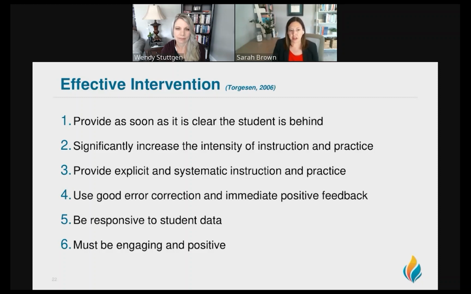When we think about effective intervention, there are several components that make those up. Dr. Joe Torgesen outlined these in a 2006 article. And when we think about the purpose of intervention, including specially designed instruction, we know that we're intending to close achievement gaps. And these characteristics, such as increasing the intensity of instruction and practice and being responsive to student data, are really essential to those efforts and seeing the outcomes that we want from the interventions that we're putting into place.